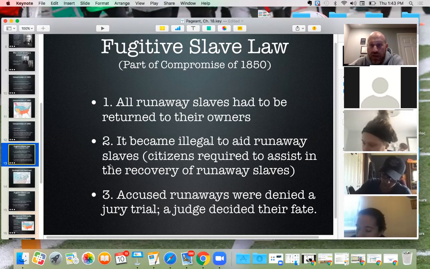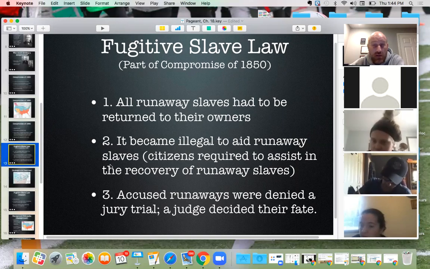And why are people upset? Because it became illegal to aid runaway slaves. Citizens were actually required to assist in the recovery of runaway slaves. So think if you're a person living in the North who doesn't like slavery, right? Think about how offended you might be by this. Whites opposed to slavery could face jail time or fines, like whites who assisted, right? Or whites who made anti-slavery arguments, things like that.